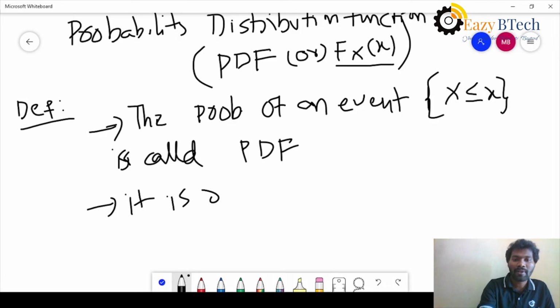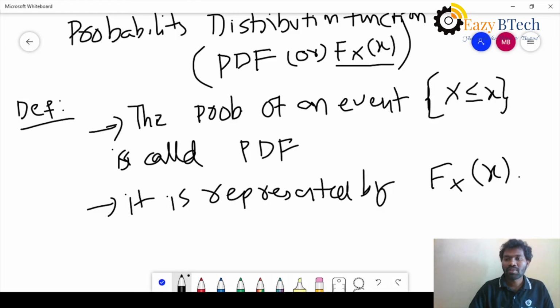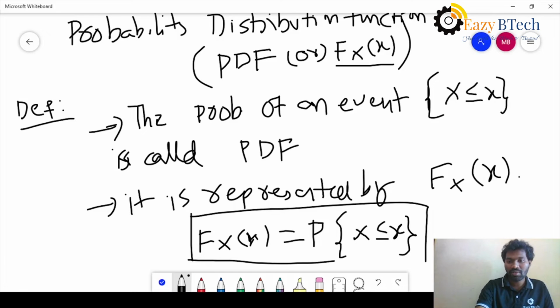It is represented by capital F subscript capital X of small x. Mathematically, the probability distribution function can be written like this: F_X(x) is equal to the probability of the event X less than or equal to x. This is a very important definition in your probability.